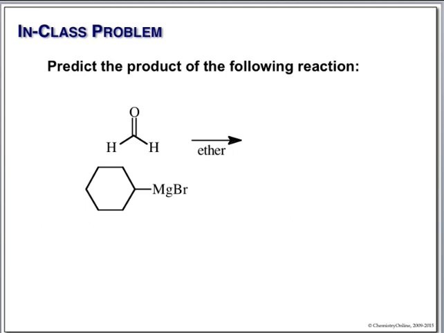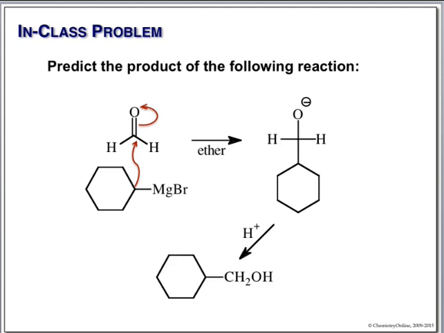Remember, simply think of this as a cyclohexyl carbanion. The cyclohexyl carbanion will attack the carbonyl carbon. When it does, it simply forms the oxyanion. The second step in the reaction is always to take this and dump it into mild acid. When we do that, we protonate this to make the corresponding primary alcohol. Once again, formaldehyde plus a Grignard gives a primary alcohol.